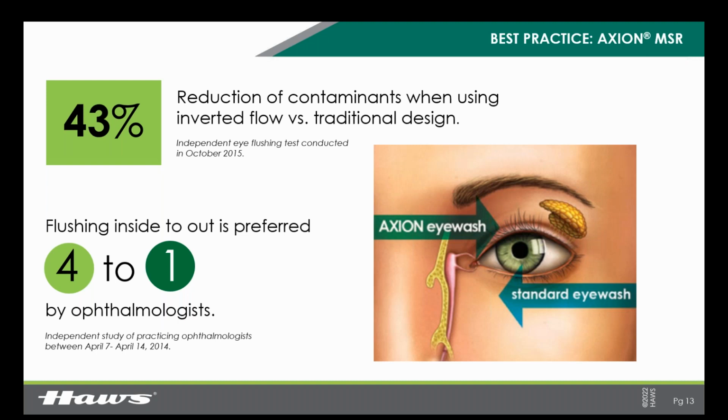And then we realized as we got down the road, this fixes so many other issues that we have with emergency equipment, both with our equipment in the past and our competitors' equipment, the Guardians and Bradleys and Encons, etc. We could fix all of these through retrofit kits, and that's what we did. So from a medical perspective, 43% reduction in contaminants when using our inverted flow, the Axion technology, which I'll show you here in a second. And then flushing inside to out preferred 4-to-1 by ophthalmologists. This was based on an independent study.